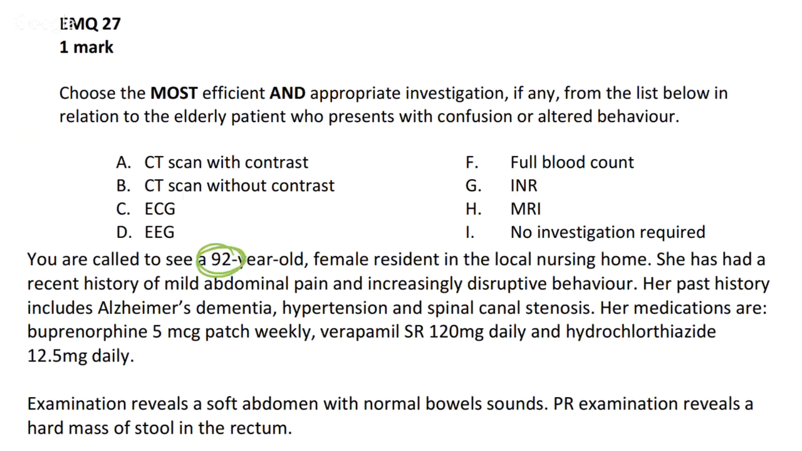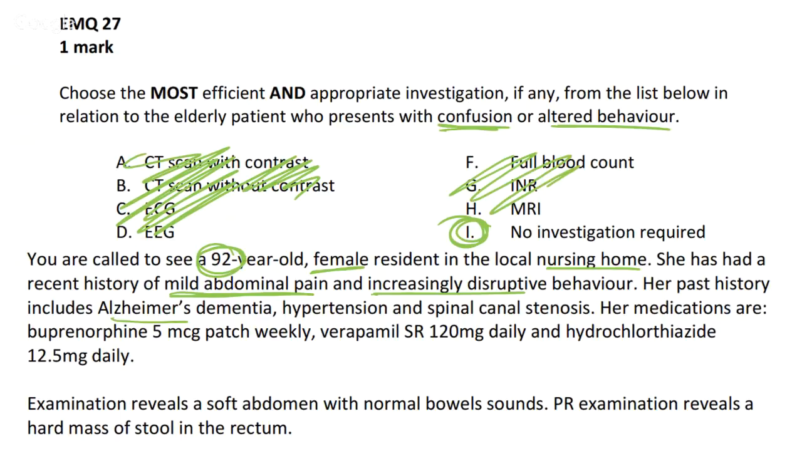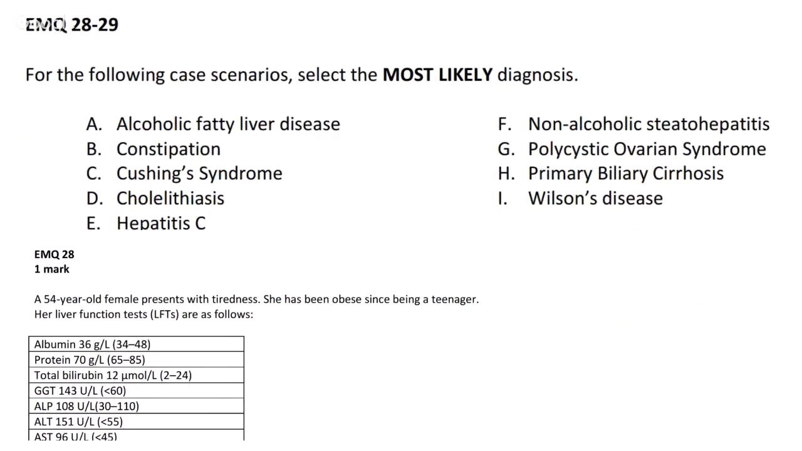We have a very old female patient presenting with confusion and altered behavior. She lives in a nursing home. She's had some abdominal pain, she's becoming more disruptive, and she's constipated. So what would you do? Nothing? Definitely no investigation, you just need to manage her constipation.